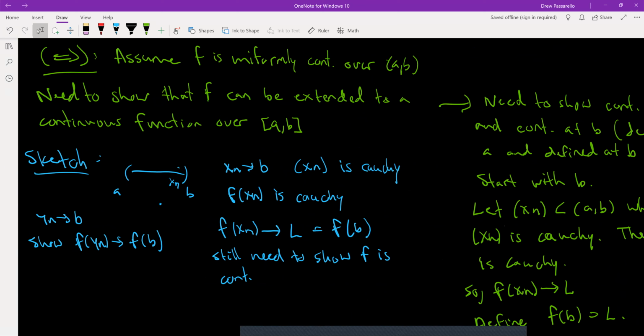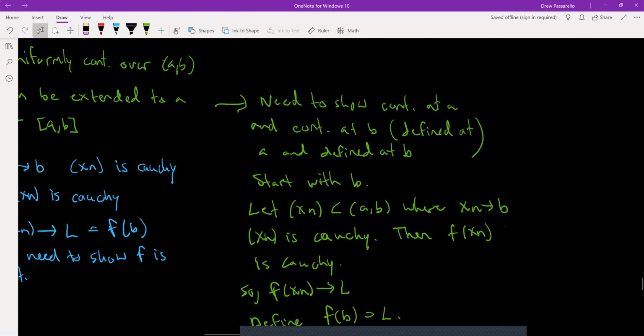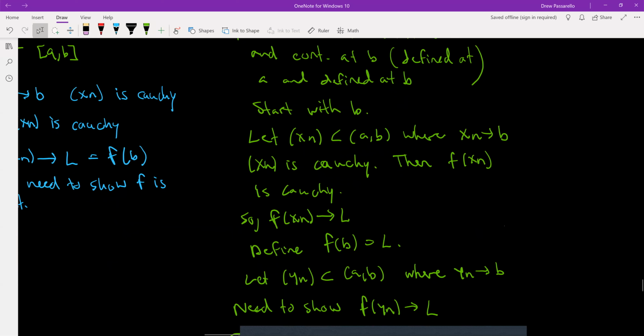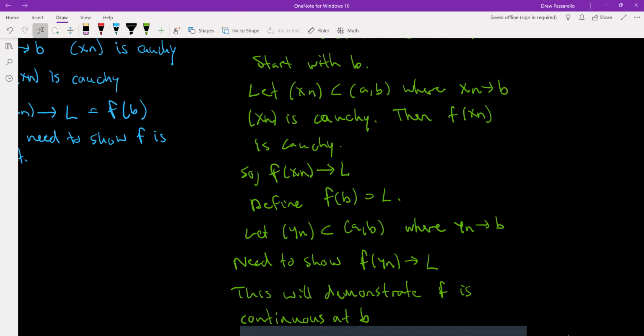forward direction was assuming f is uniformly continuous and needed to show f can be extended to a continuous function, which means you need to show that f is continuous at A and continuous at B, or it needs to be defined at A and defined at B. So we only handled endpoint B, but endpoint A is handled pretty much the same.